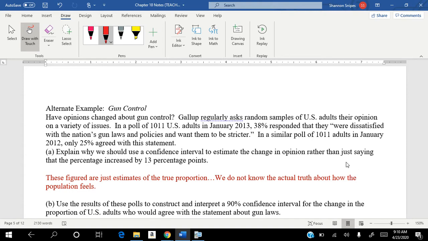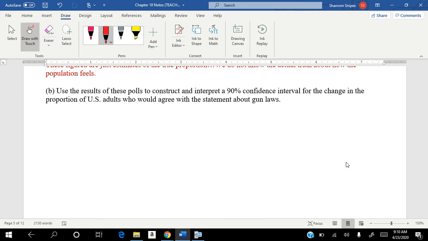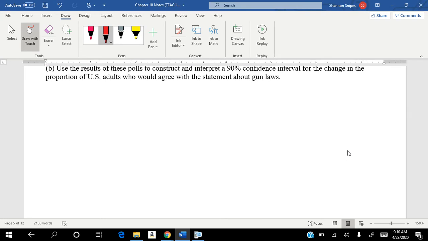So let's write a confidence interval. Use these results to construct and interpret a 90% confidence interval for the change in the proportion of U.S. adults who would agree with this statement about gun laws. All right, so we are going to do all of the four steps. Let's do our state step.